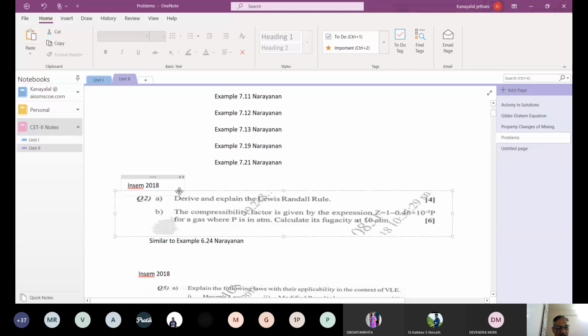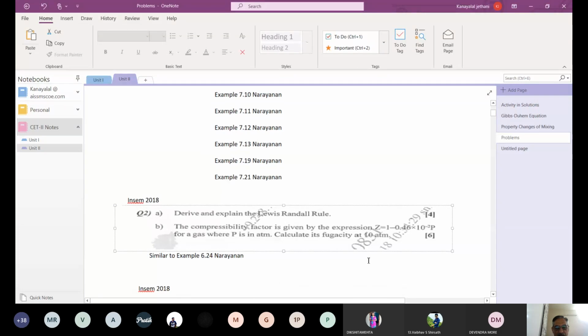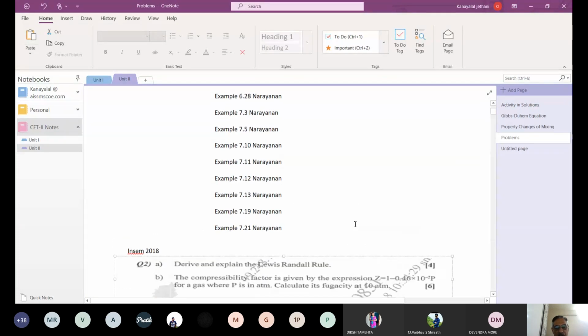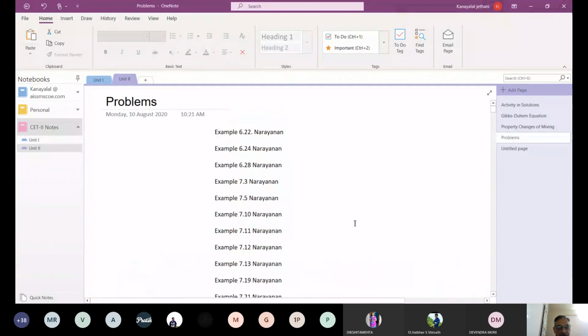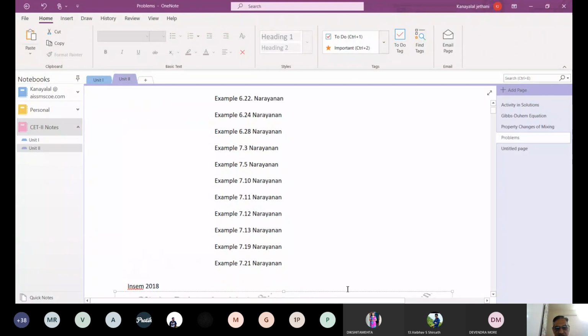This came in SEM 2018, for 6 marks. Very simple question. Okay, I will not solve this. You solve it at home. It's very simple, exactly similar to 6.24. Okay. And let's see 6.28.